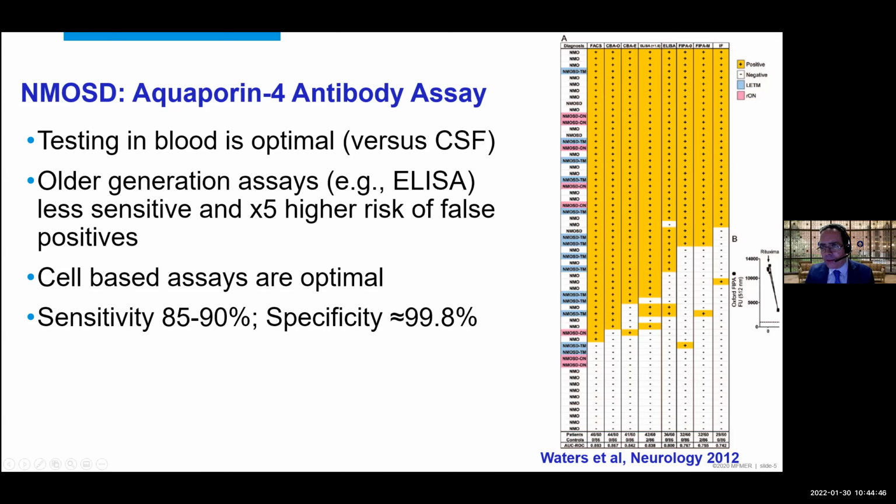And subsequently with the ELISA assay, we made some excellent gains. But really with the cell-based assay, and the one we use is a live flow cytometry assay called a FACS assay, really we're able to pick up more of these cases. So when we've moved to the cell-based assay now, we're able to pick up 80 to 90% of cases listed as neuromyelitis optica spectrum disorder. So this really is a huge difference, because now you can make a diagnosis in 20 to 30% more patients.